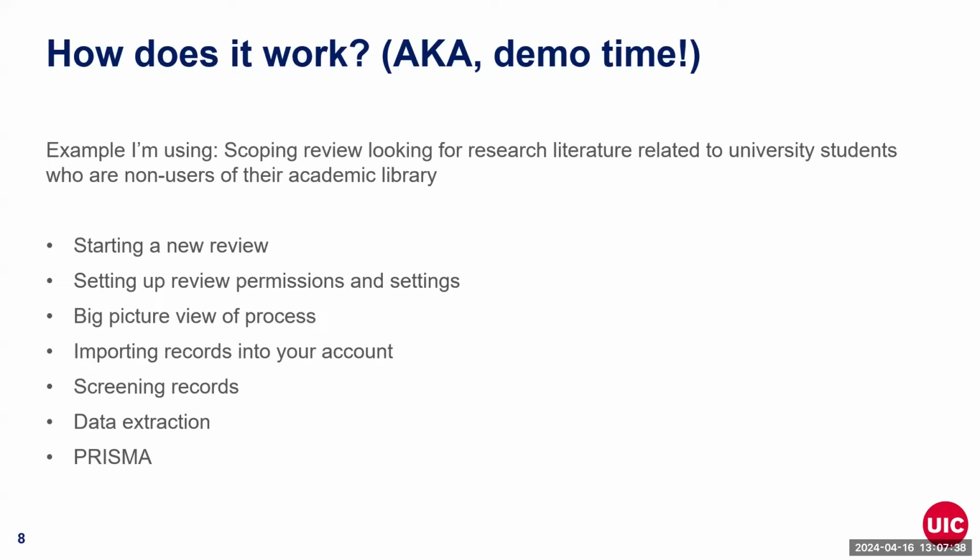Okay, so how does it work? This is going to be our long period of demo time. I'm going to be showing how to start a new review, and then I'm going to be transitioning to a demo review, which is a duplicate of the scoping review that my colleague, Rosie Henneke, and I did, which looked for research literature related to university students who are non-users of their academic library. So just as background, that explains the sort of records that come up.